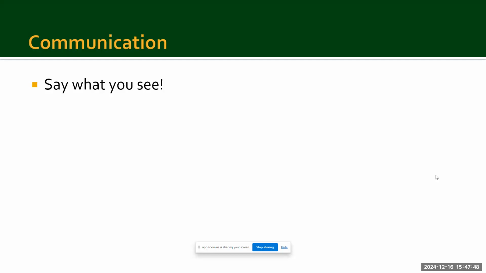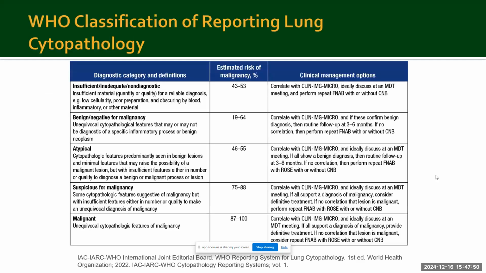So, WHO has started standardizing all the reporting for any cytopathology specimen. They have come out with pancreaticobiliary cytology classification, and they have also come out with reporting of lung cytopathology. They have put forth 5 diagnostic categories: insufficient, inadequate, or non-diagnostic is the first. Second is the benign or negative for malignancy. Third is atypical. Fourth is suspicious for malignancy, and fifth is malignant.